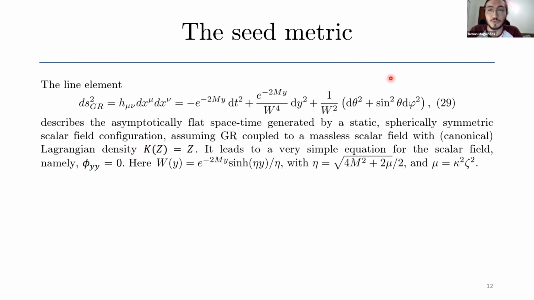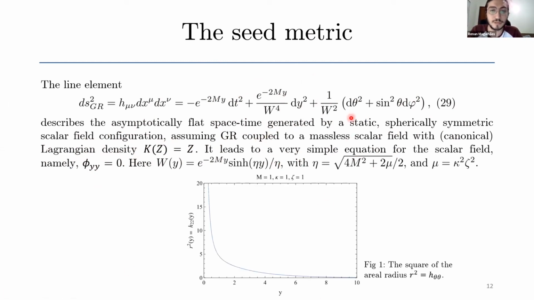This unusual spherically symmetric line element gives this simple field equation in terms of the radial coordinate y. This radial coordinate here is zero at spatial infinity and infinity at the center of the solution. The Wyman spacetime describes a naked singularity. Here we plot the area radius for this metric, and as we can see, the area radius diverges as y is equal to zero and goes to zero when y goes to infinity.